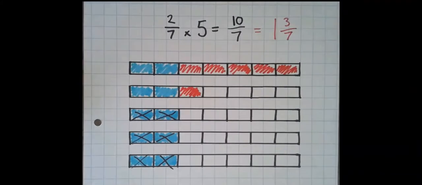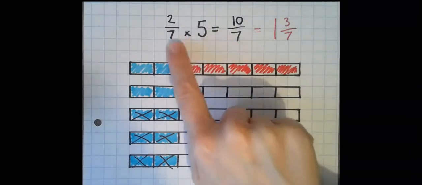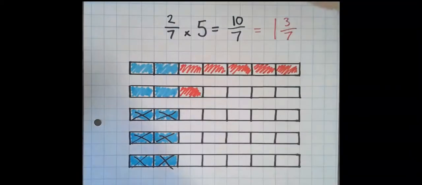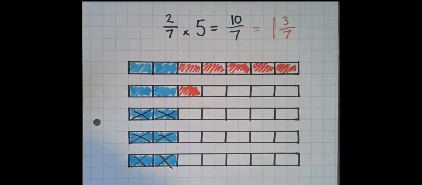But just to recap, when you are multiplying fractions by whole numbers, you can see our denominator isn't changing because we haven't changed the size of the pieces at all. And all that's happened is, when we're multiplying by 5, we've got 5 times as many pieces as we started with. So our 2 got 5 times bigger to make 10 sevenths.